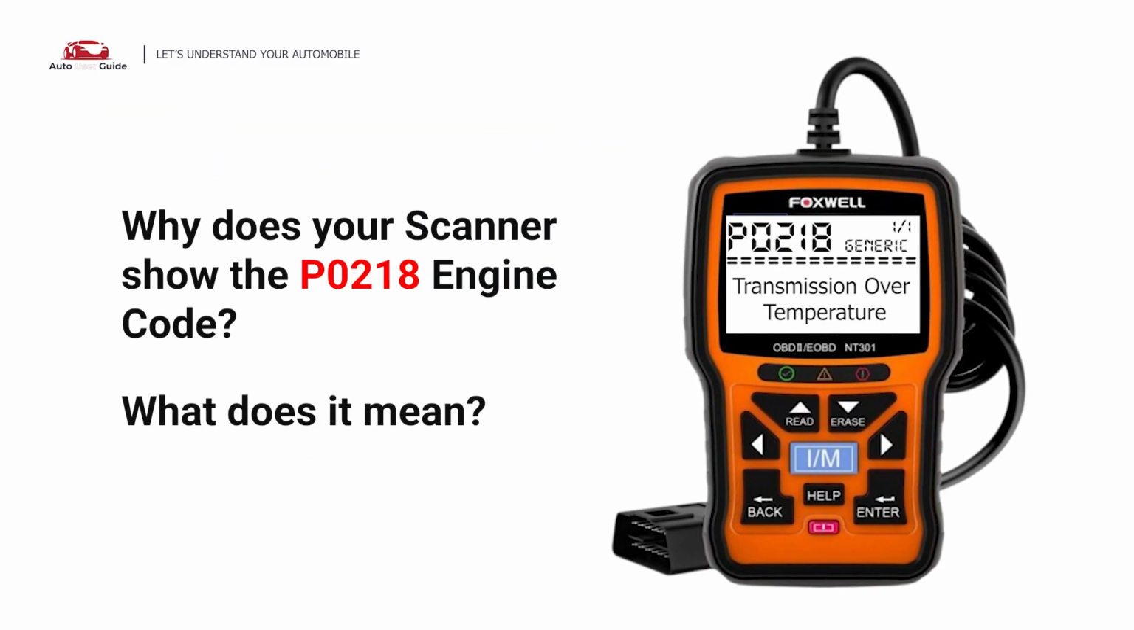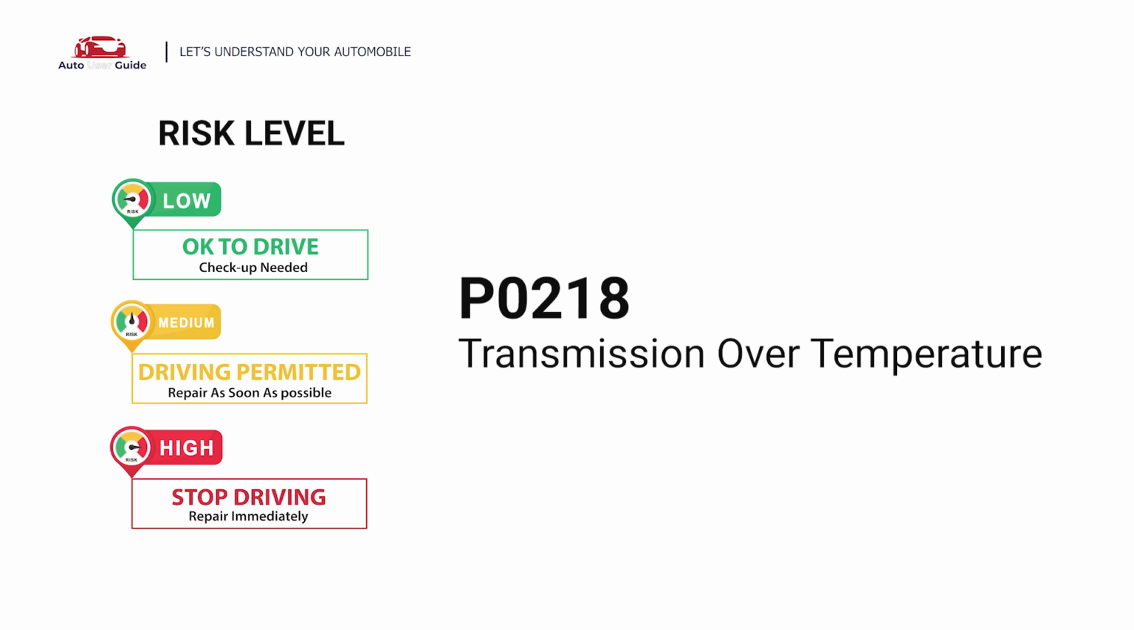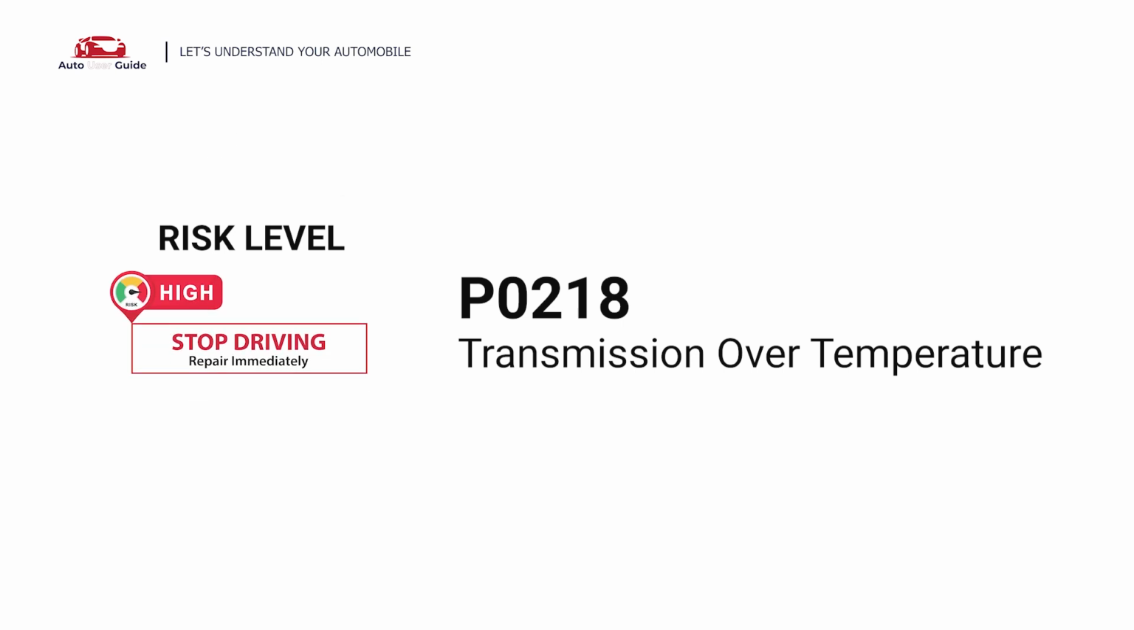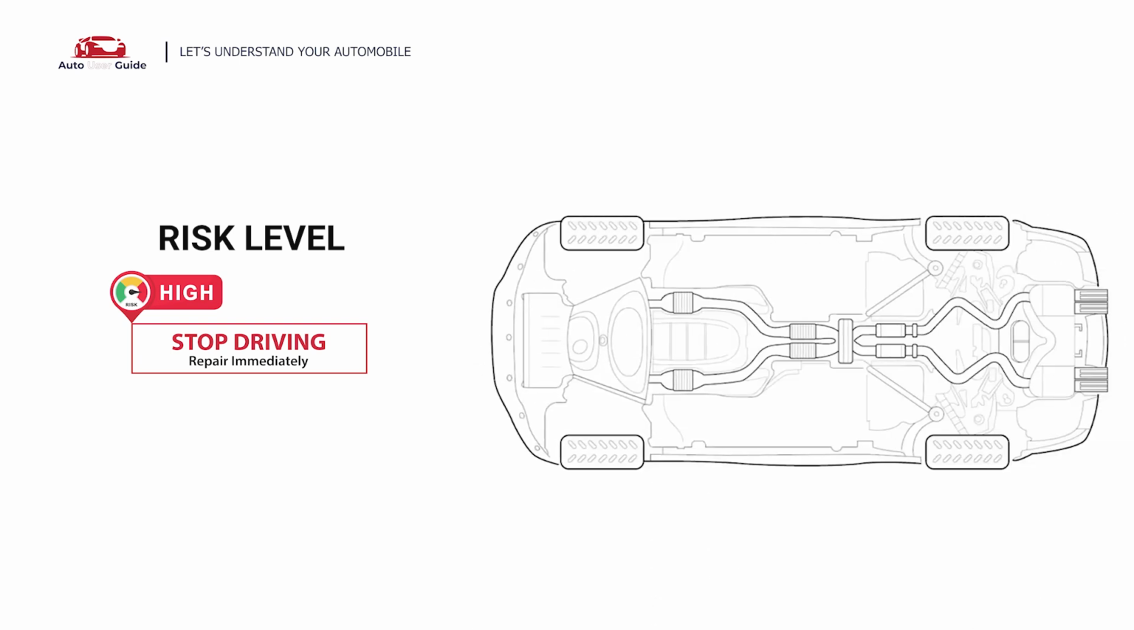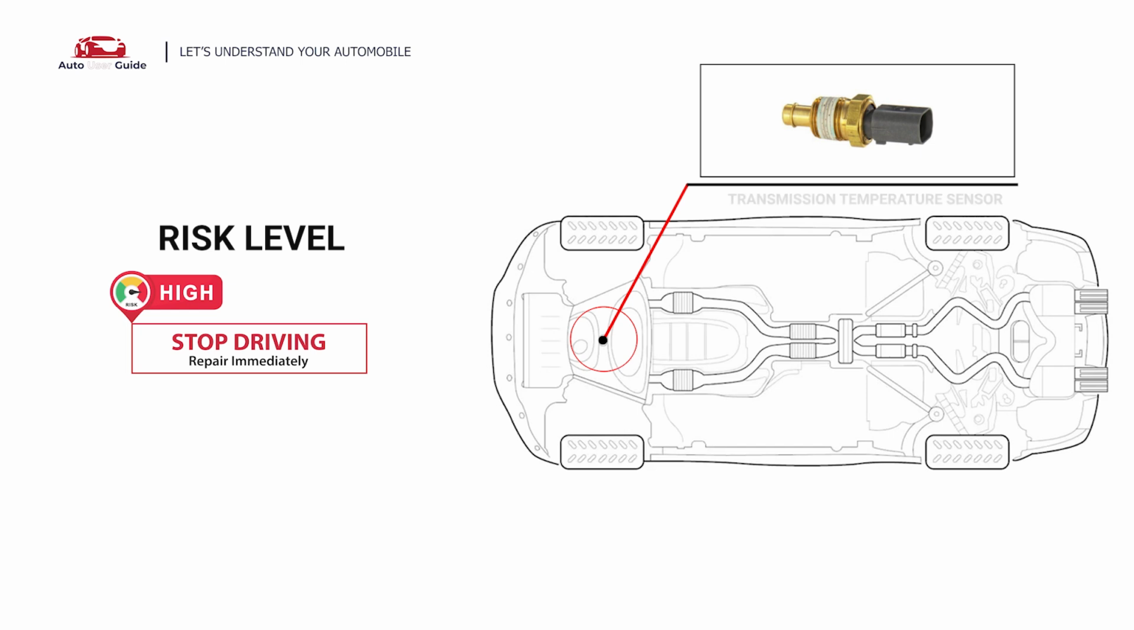Why does your scanner show the P0218 engine code? What does it mean? P0218 is a diagnostic trouble code for transmission over temperature. This engine code indicates that the transmission fluid has exceeded the manufacturer's safe operating temperature.